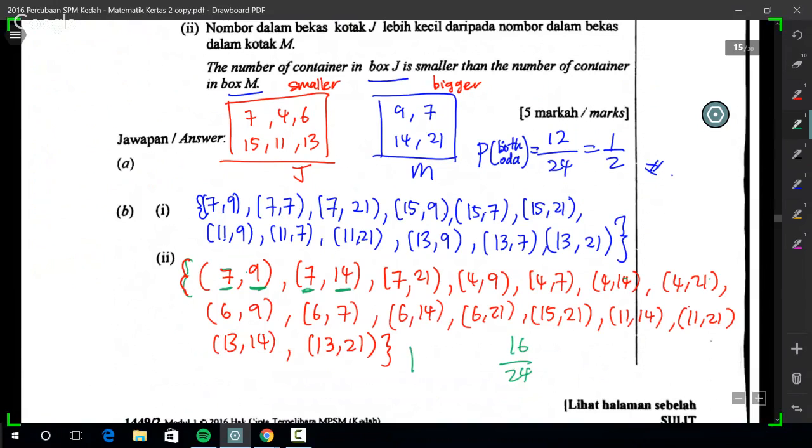So I will say the probability of, maybe I say J is smaller than M, I just write short form. Of course, in the exam, you want to copy the whole sentence. Yeah, you can always do that. 16 divided by 24, this is 2 over 3. All right, this 5 marks is going to spend me so much time. Yeah, but I hope you can understand this one at least. Is it okay? If okay, then I will move on to the next one.